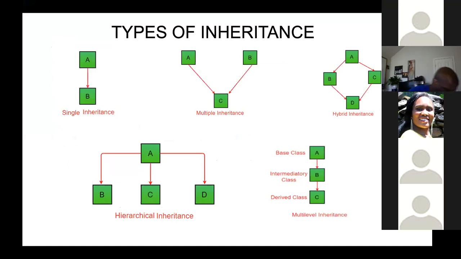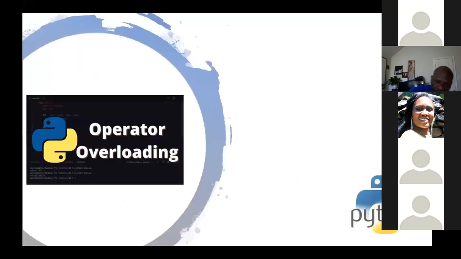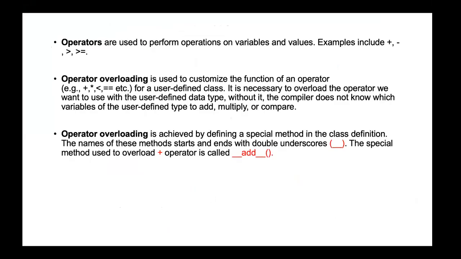And the next one we'll be going to is operator overloading in Python. And operators basically are just, if we can remember correctly, they allow us to perform operations on values and variables. So like the plus sign, the greater than sign, the greater than or equal to symbol. Those are what we call operators.